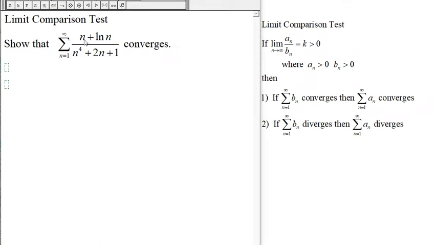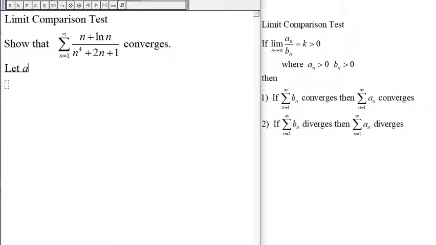Here we have the series of n plus natural log of n divided by n to the fourth plus 2n plus 1. And we want to use the limit comparison test to show that this series converges. And so, again, to use the limit comparison test, we have to come up with a series b sub n and show that the limit of a sub n over b sub n is equal to a positive finite number. And then we also have to show that b sub n converges. Then we can claim that the given series converges.